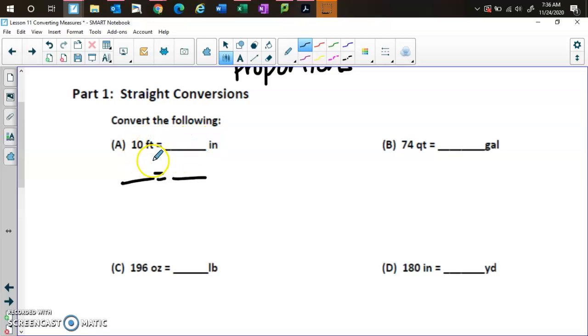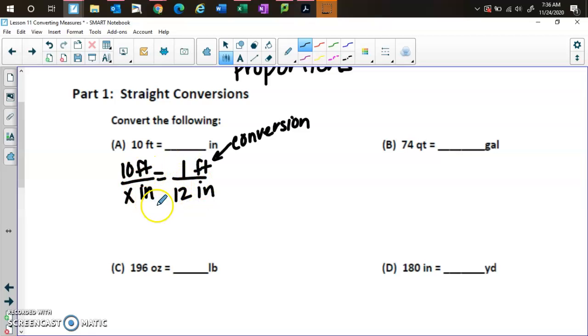10 feet equals blank inches. So we're going to put 10 feet over x inches because we don't know what it is. In a proportion, feet over inches, the units have to match, feet over inches. So on this side over here, this is where we put our conversion then. So if I'm looking at my conversion sheet, I know that 1 foot is 12 inches.